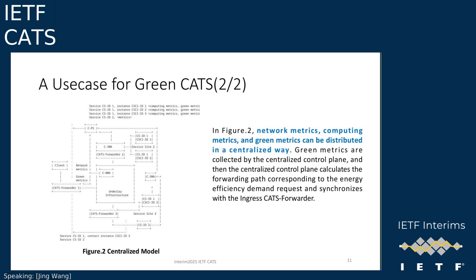In Figure 2, network metrics, computing metrics, and green metrics can be distributed in a centralized way. Green metrics are collected by the centralized control plane, and then the centralized control plane calculates the forwarding path corresponding to the energy efficiency demand request, and synchronizes with the CATS forwarder.